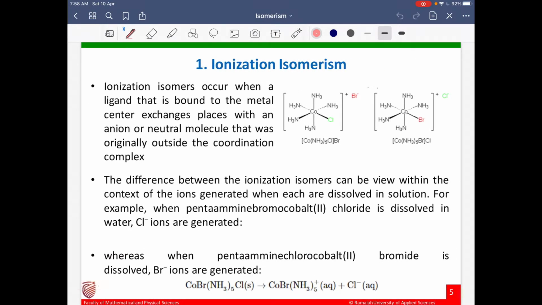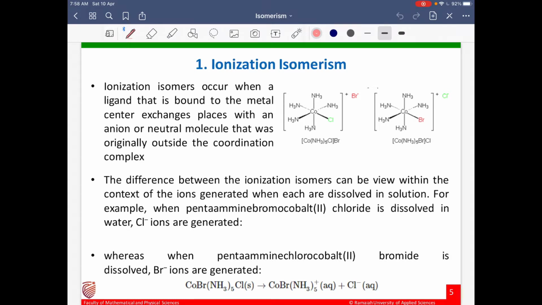We'll start with ionization isomerism. Ionization isomers occur when a ligand that is bound to the metal center exchanges places with an anion or neutral molecule that was originally outside the coordination complex. Here, two examples are given.